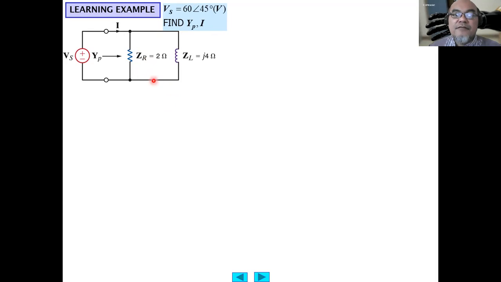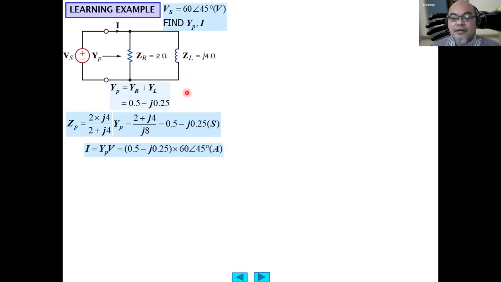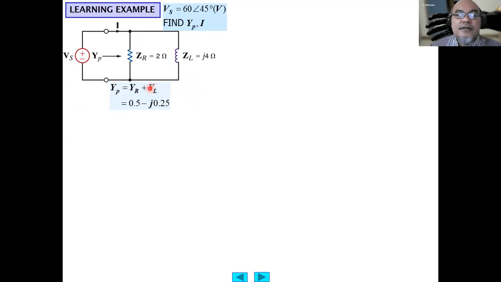First we find the admittances from the impedances shown for each of the branches. The admittance of a branch is just the addition of the two admittances, so YR plus YL. This will be 1 over 2, or half. This is 1 over J4, or if you multiply with J, J becomes minus J divided by 4, or minus 0.25 J.